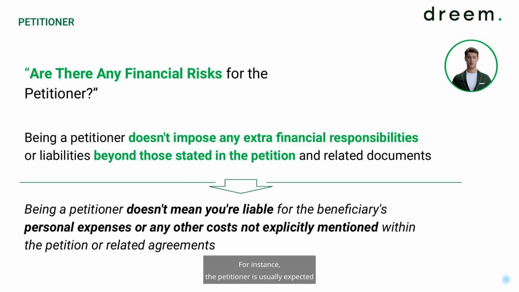For instance, the petitioner is usually expected to cover the filing fee for Form I-129, the petition for non-immigrant worker. However, responsibilities can significantly differ based on the specific agreement between petitioner and beneficiary. It's always advisable to review all documentation carefully before submitting the application.